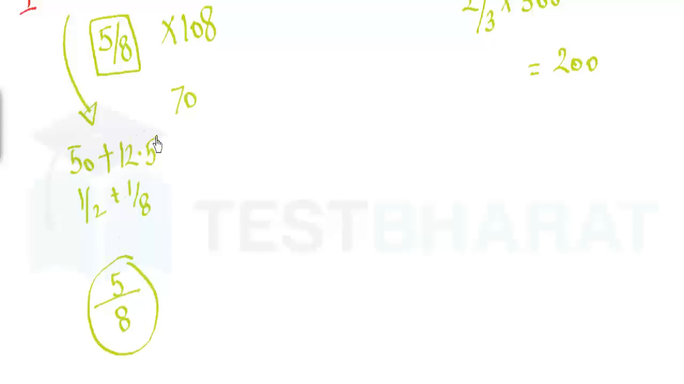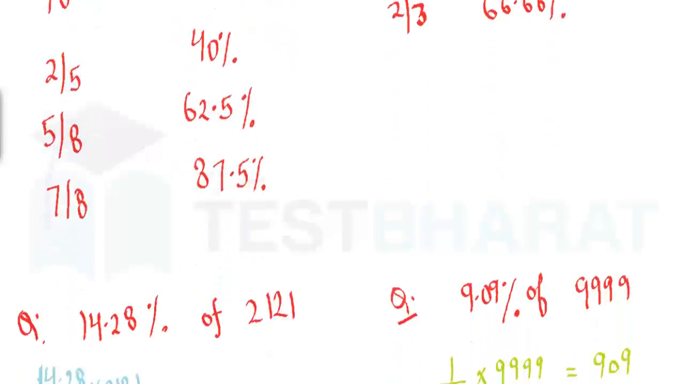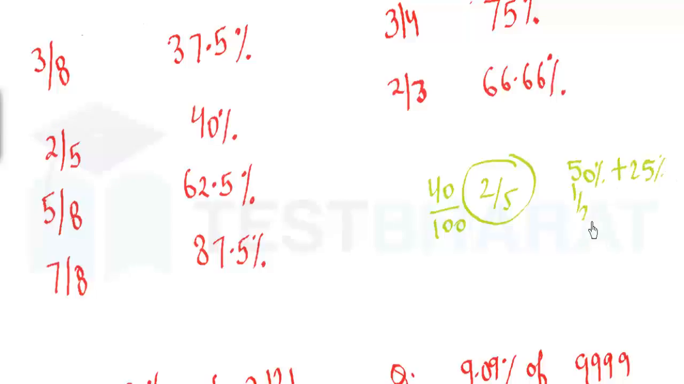So I need not remember all the fractions. I can easily manufacture them if I know these basic fractions. Like I have to calculate, let's say, 40%, 2 by 5. I don't need to remember this. I can manufacture it like 40 by 100, that is 2 by 5. Or 75% can also be broken down into 50% plus 25%. For this I know 1 by 2, for this I know 1 by 4, and 3 by 4 is just adding them up.